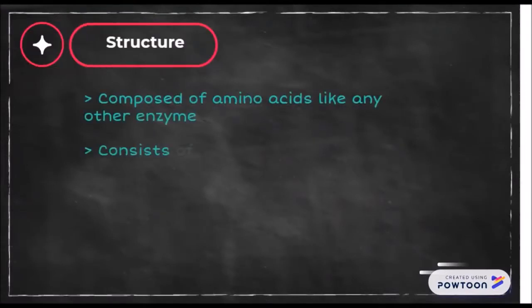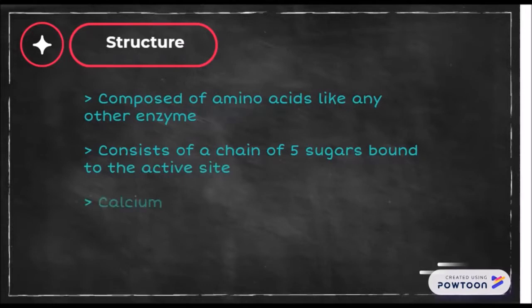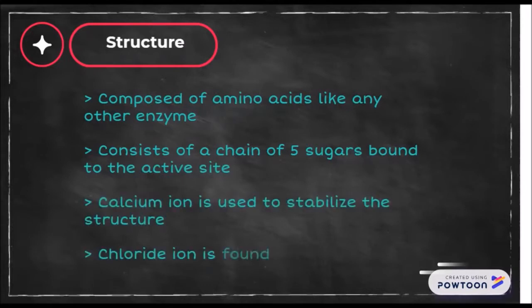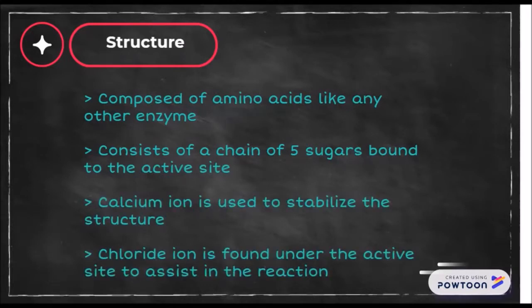Structure. Amylase is composed of amino acids like any other enzyme. It consists of a chain of 5 sugars bound to the active site, and it has a calcium ion which is used to stabilize the structure. The chloride ion is found under the active site to assist in the reaction.